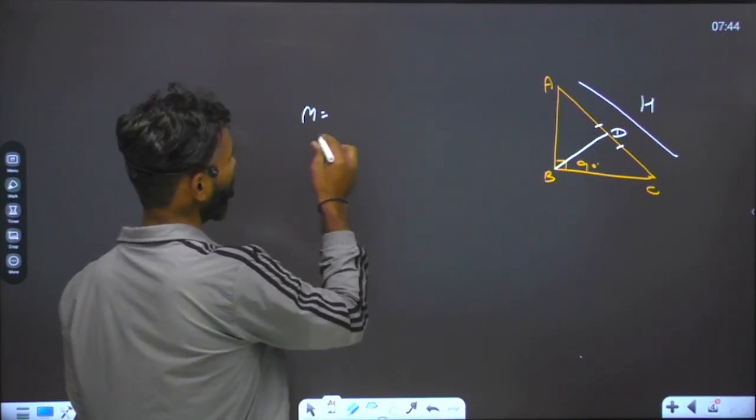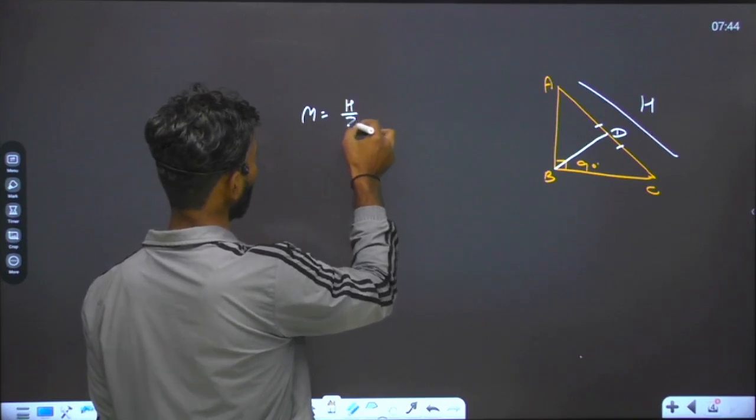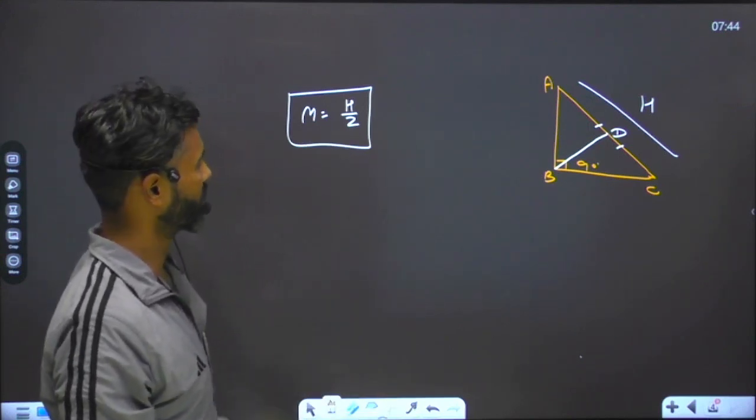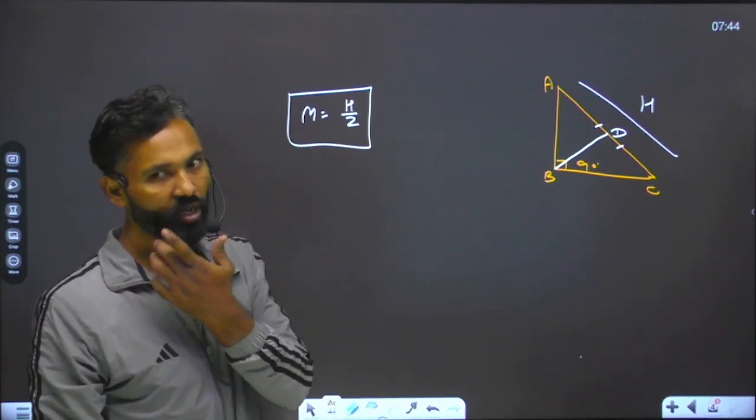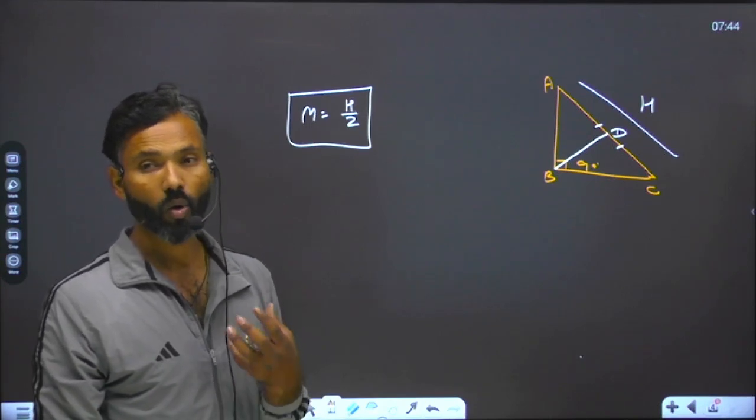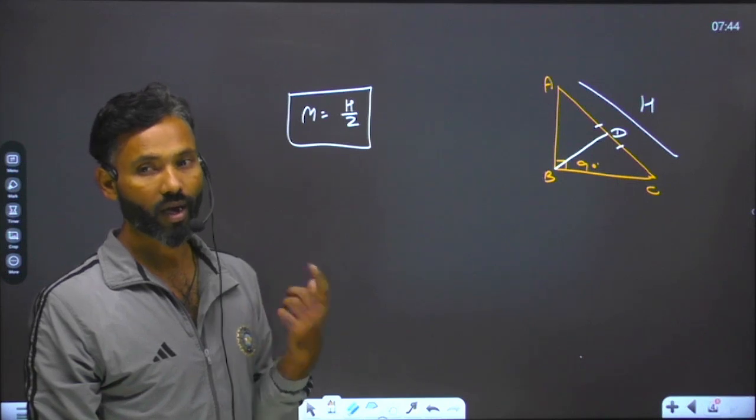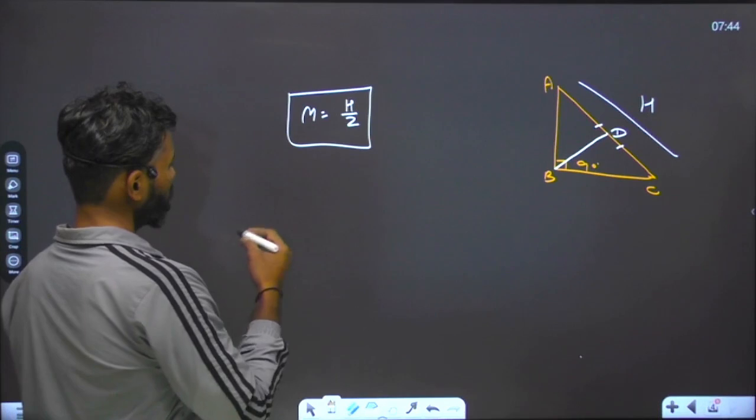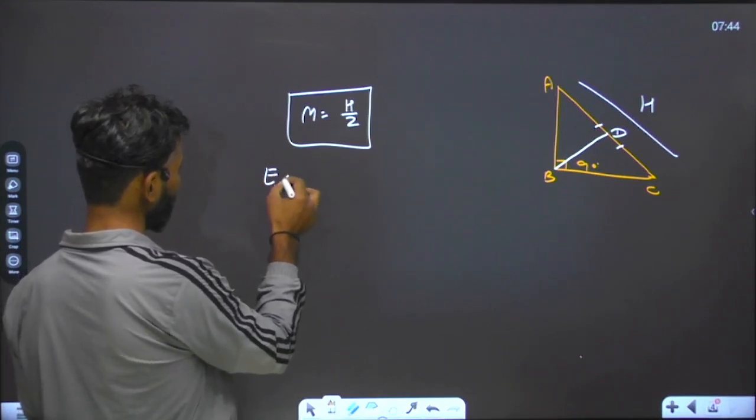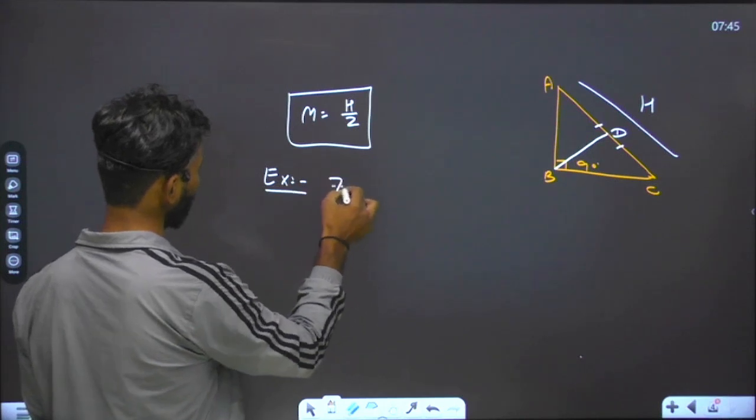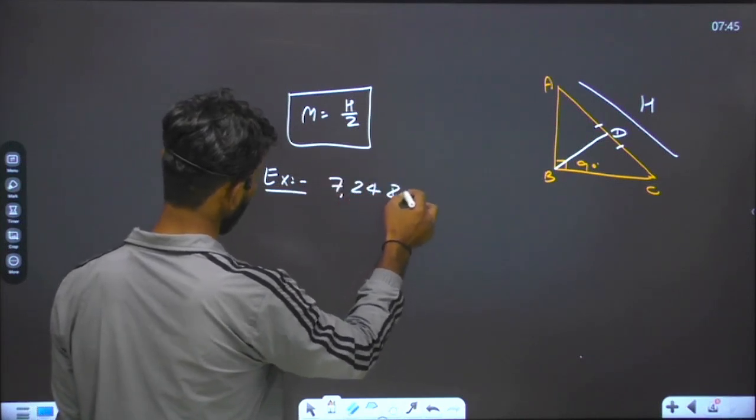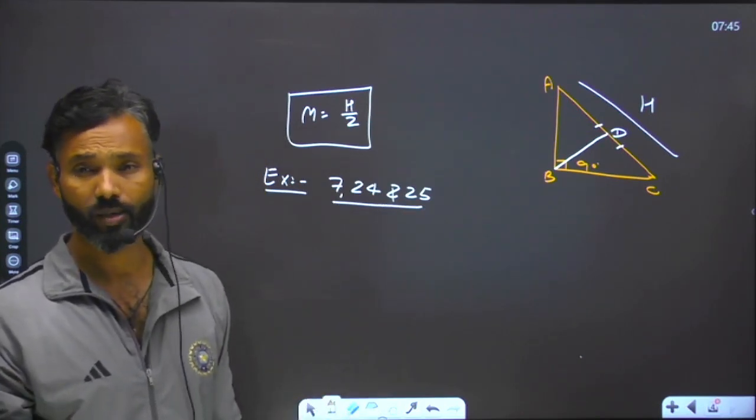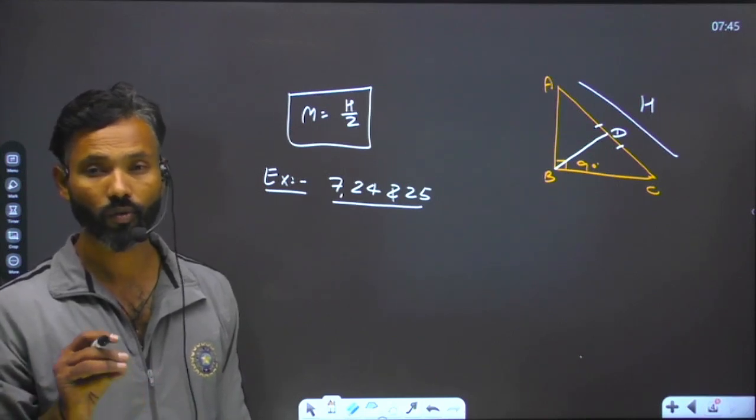So I can say m equal to h by 2, where m is the shortest median and h is the hypotenuse. The median is equal to h by 2, and it is applicable only in a right angle triangle. Suppose, just as an example, the sides of the right angle triangle are 7, 24 and 25, and you are directed to calculate the length of the shortest median.